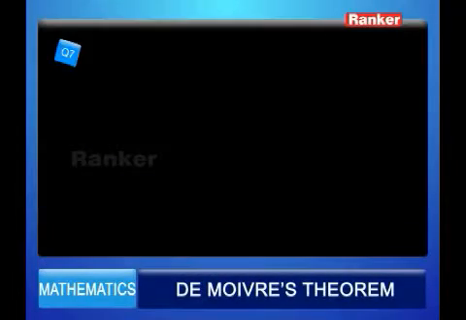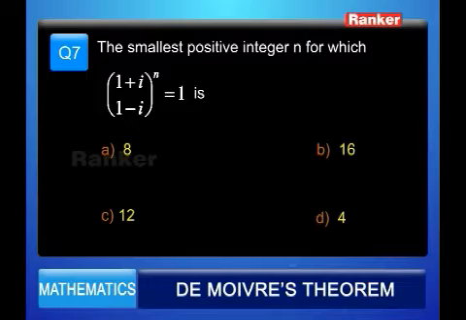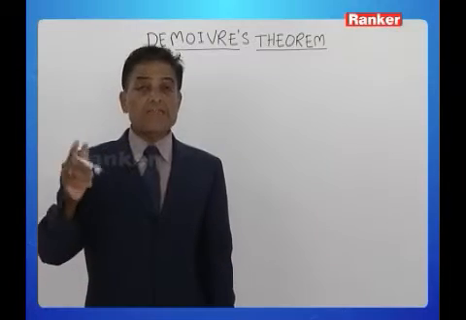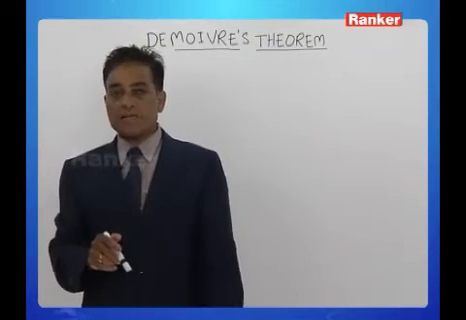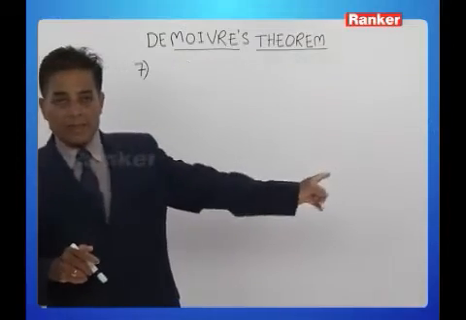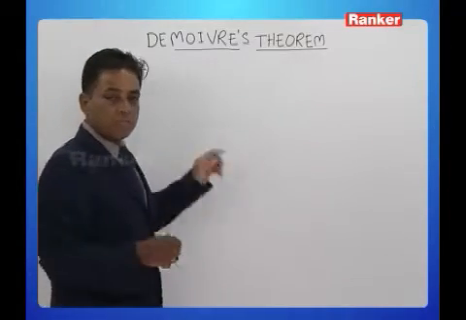Question number 7. The smallest positive integral value of n for which (1 plus i by 1 minus i) whole to the power of n is equal to 1. So option A is 8, option B is 16, option C is 12, option D is 4. But they are asking for the least positive integer value of n such that the given expression is satisfied. Now let us see the right answer, right option, question number 7.